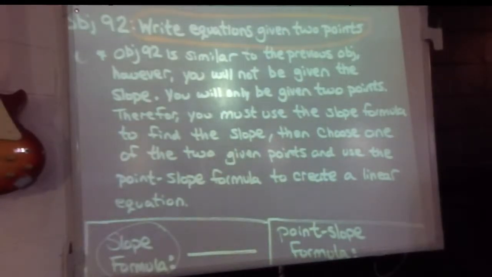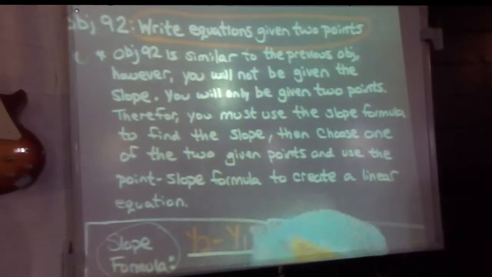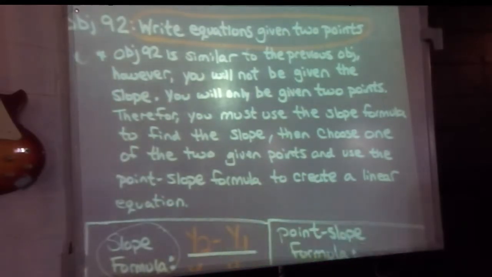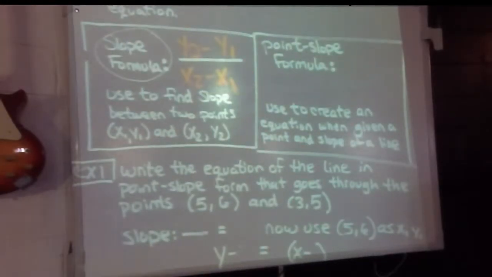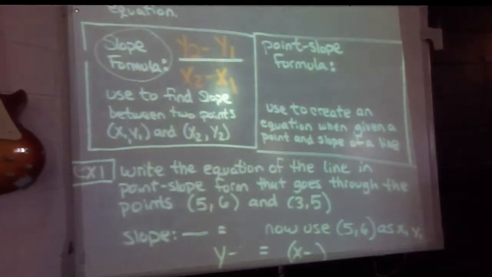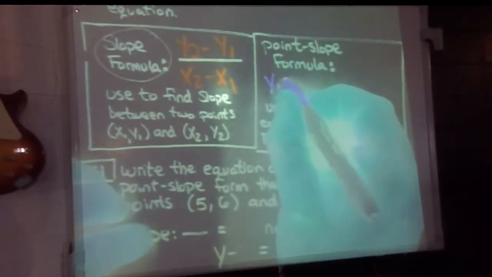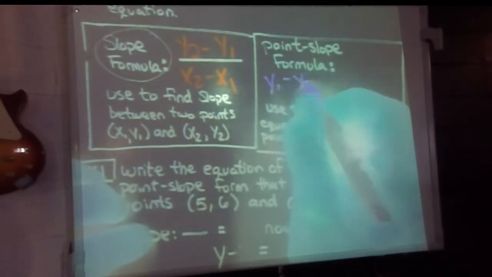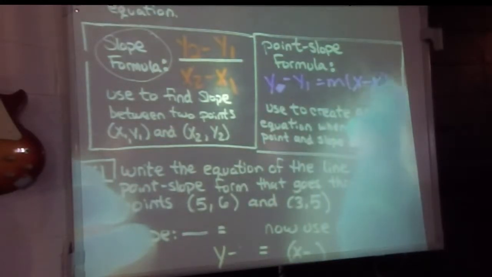What is the slope formula? y2 minus y1 over x2 minus x1. Okay, y2 minus y1 over x2 minus x1. So if anybody gives you 2 points, you can always calculate the slope. y2 minus y1 over x2 minus x1. And then when you have a slope and you have some points, you can use the point slope formula, which was y minus y1 equals m times x minus x1.